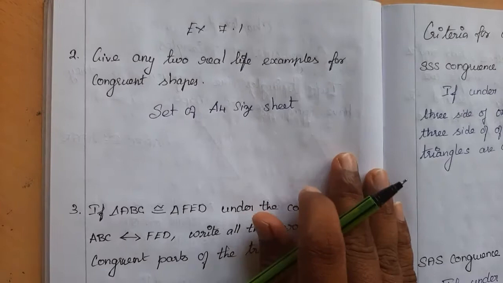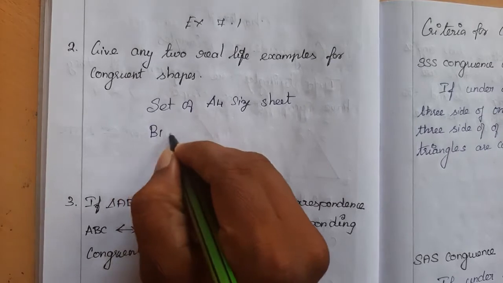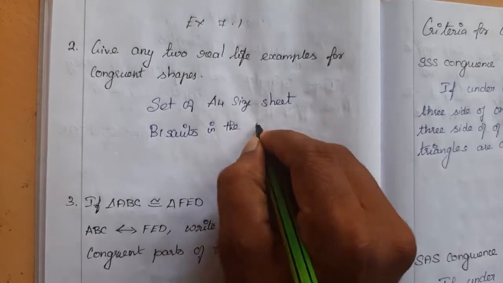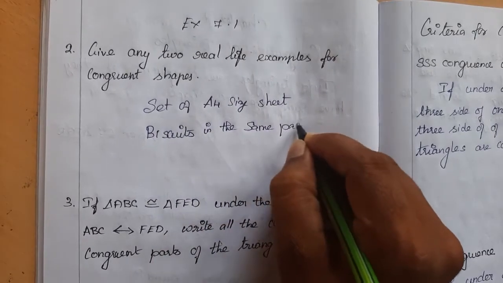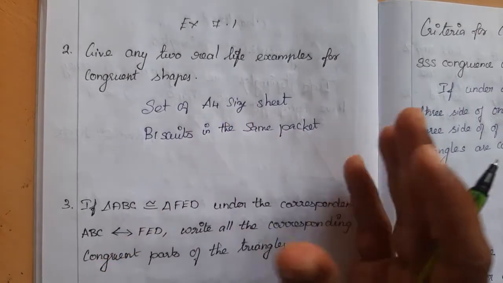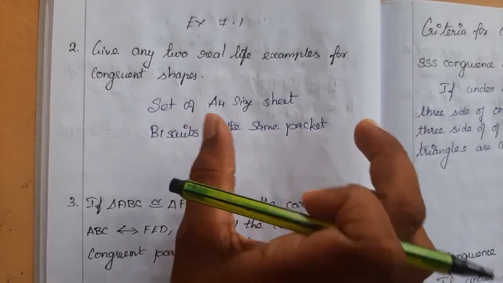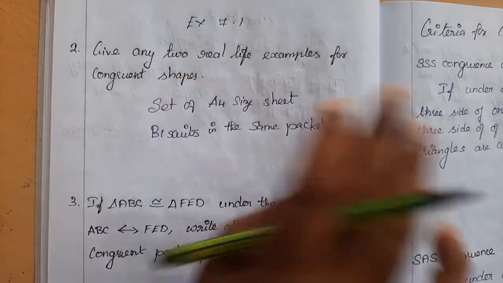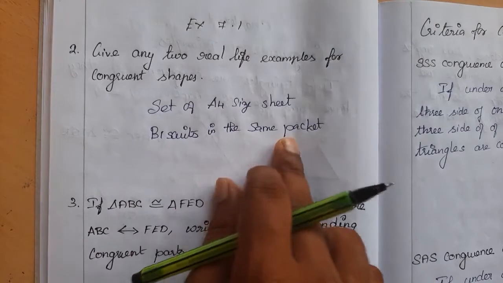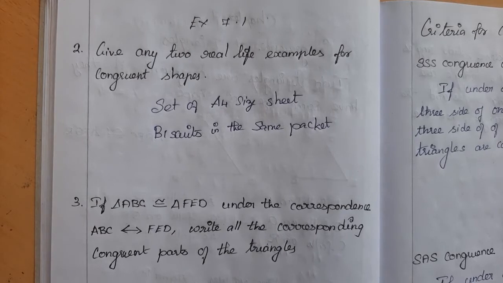Another example, I can consider biscuits in the same packet. Same packet is very important, because we have different types of biscuits, rectangular, circular, whatever. If you choose from the same packet, you will have a set of 10 biscuits, everything uniform, the same size and same shape. So, biscuits in the same packet. These two are the best real life examples of congruent figures.